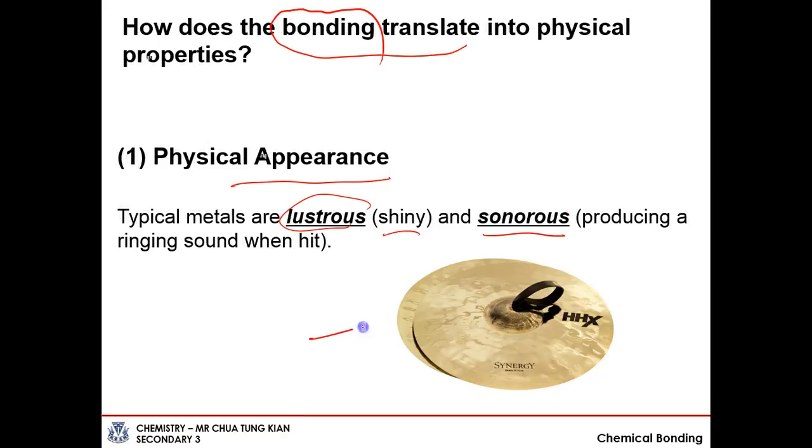For example, cymbals. You wouldn't make cymbals from wood or from plastic. You wouldn't have the clanging sound when you make them from brass. So metals are lustrous. Lustrous means it's shiny. Why is it lustrous? This one is more about an A-level concept.